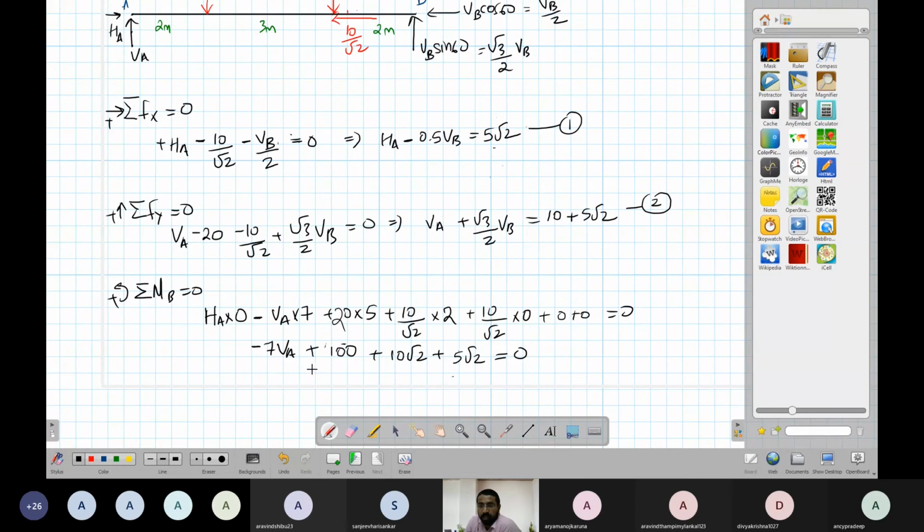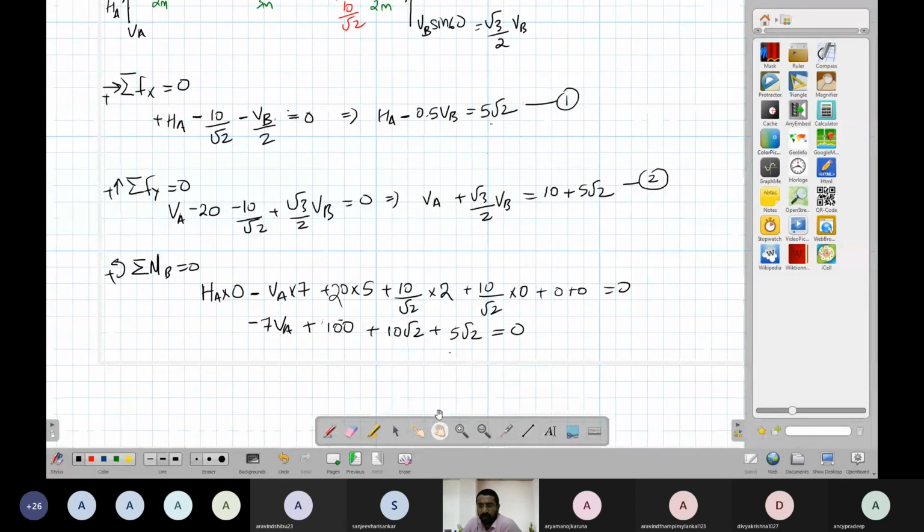So 100 plus 15 root 2. Now if I take this VA out to that side, we are getting a value of VA. So that is good for us. If you observe here, I'll take VA to that side.